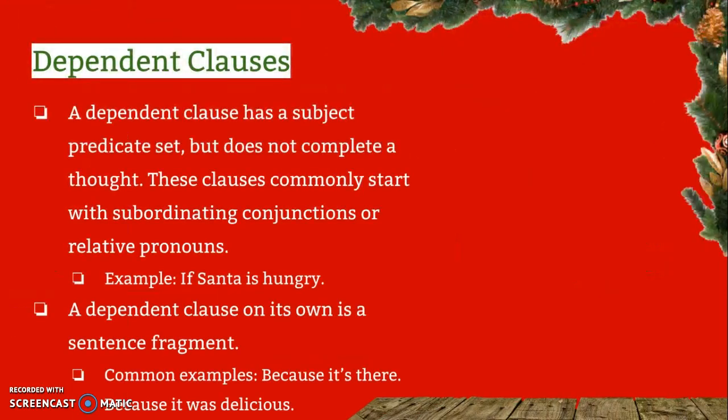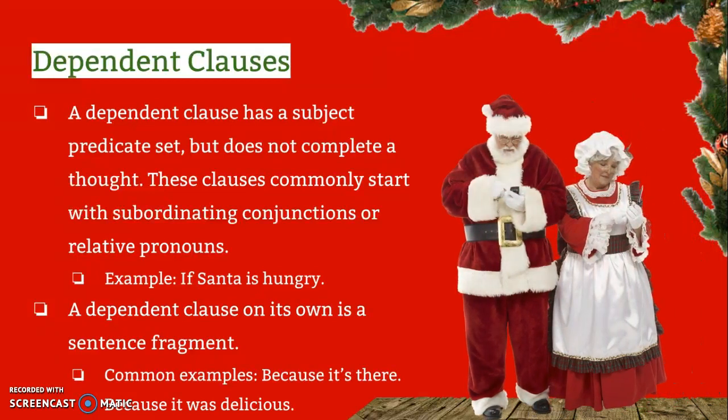Looky there! A dependent clause has a subject predicate set. Notice how I put Mrs. Claus on the dependent clause slide. But the subject predicate set does not complete a thought. These clauses commonly start with subordinating conjunctions or relative pronouns. Example, if Santa is hungry.